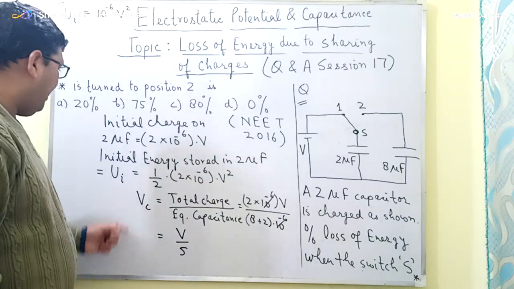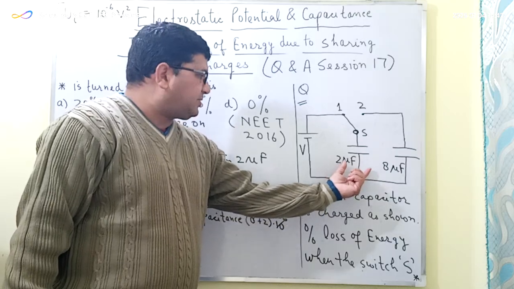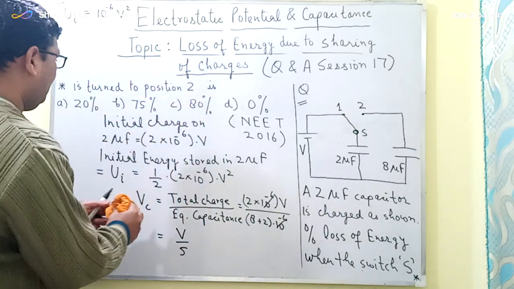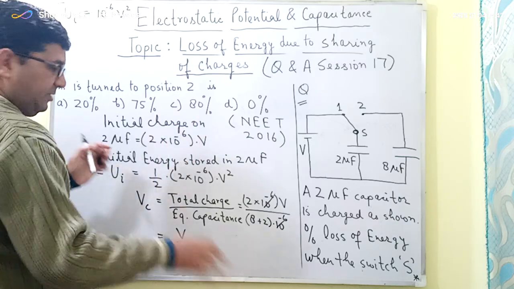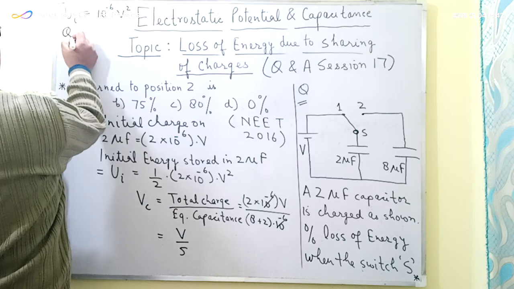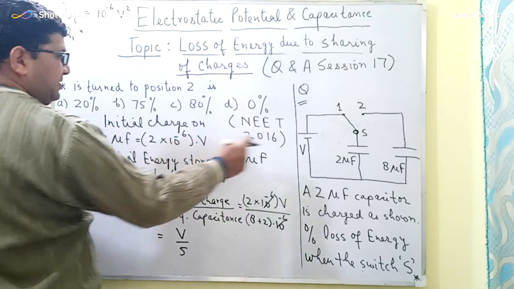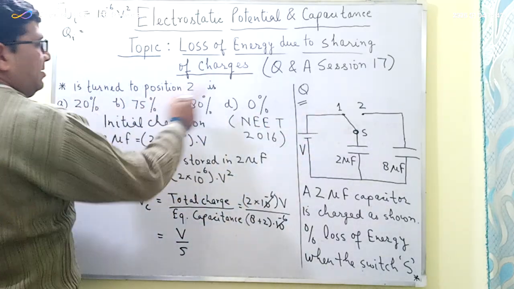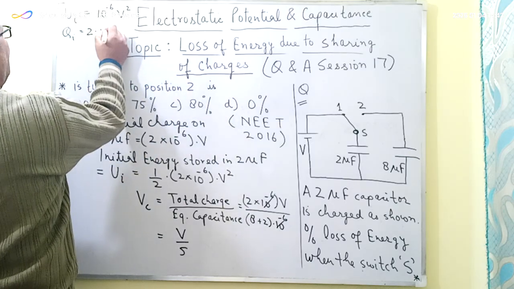So the final energy which will be stored among this combination of capacitors will be equal to, I will just write the value of this initial charge here, Qi. I'm just writing the value of the initial charge on this 2 microfarad capacitor when the switch was towards the point 1. So this is equal to 2 into 10 to the power minus 6 into V.